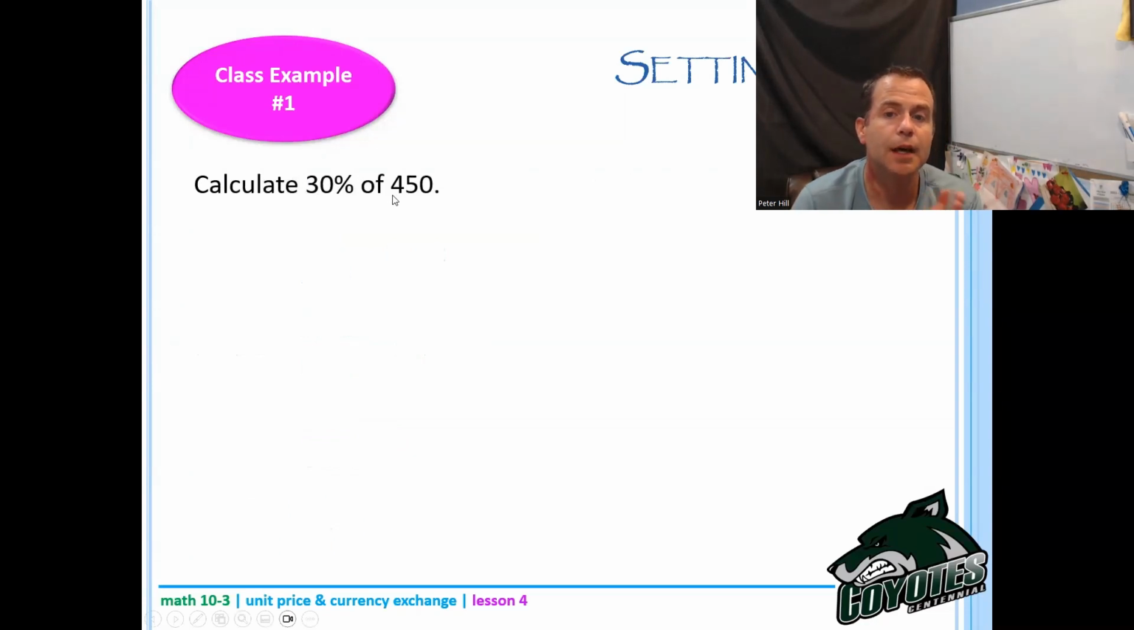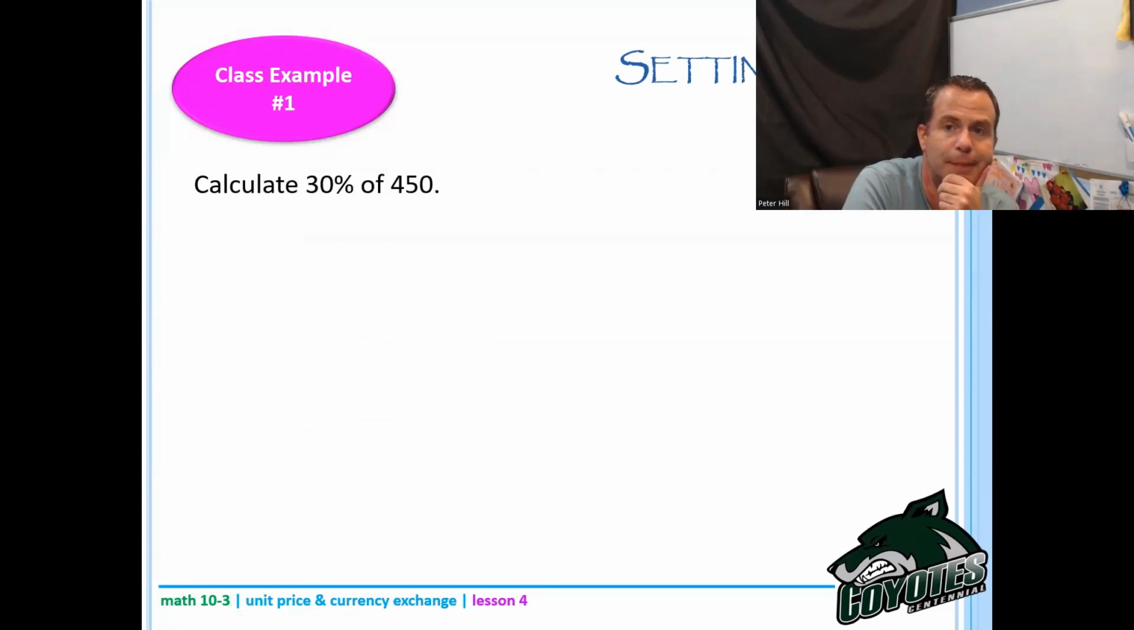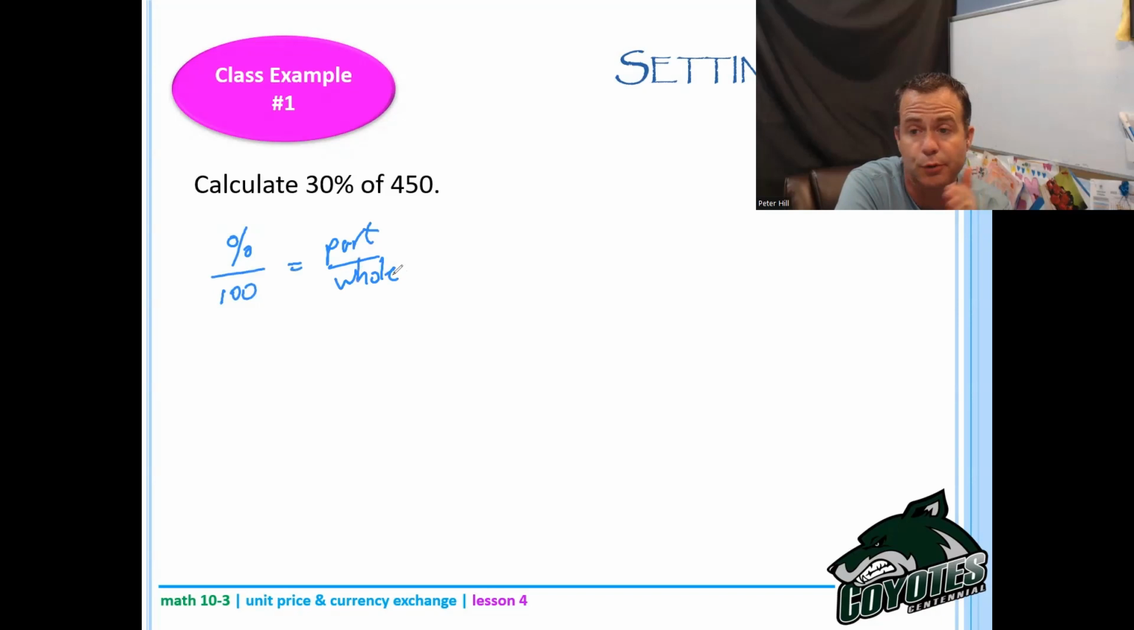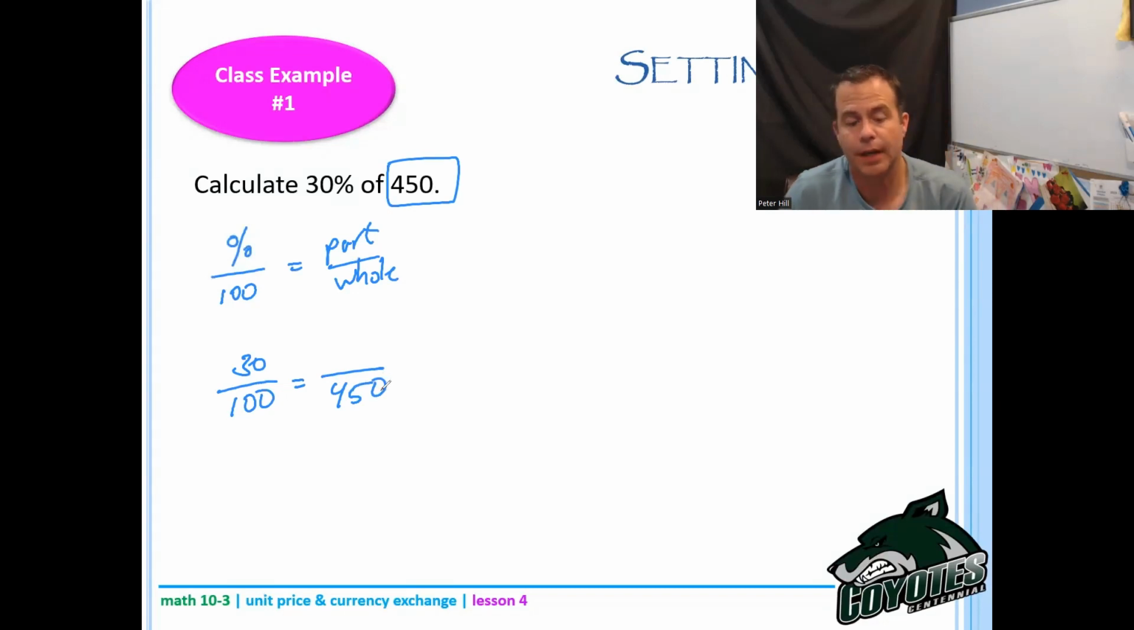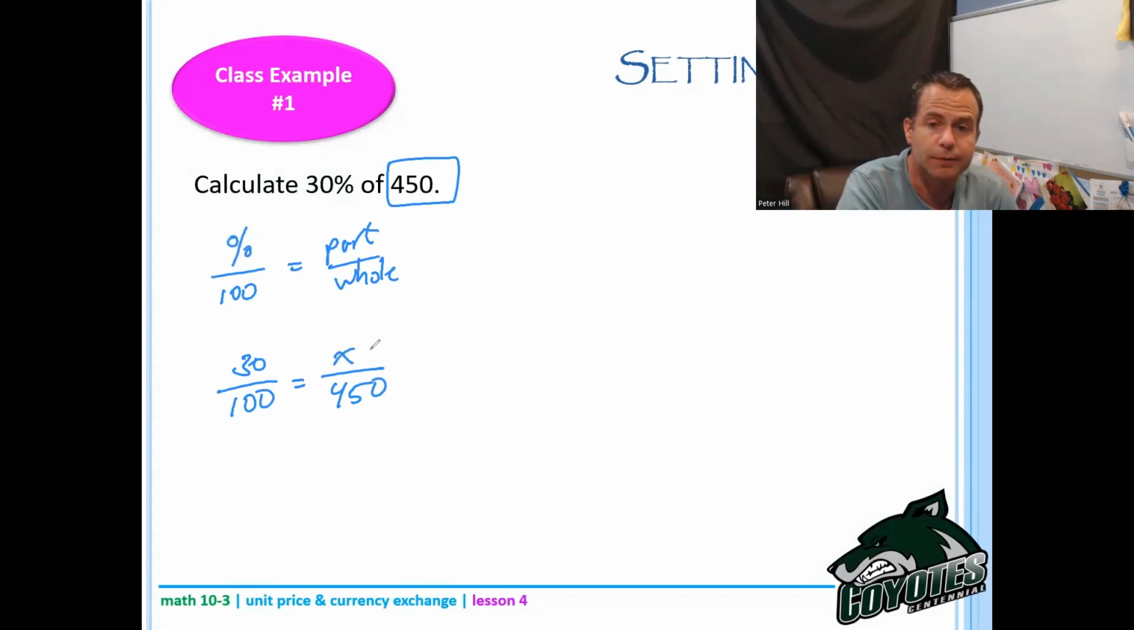Calculate 30% of 450. Now, I'm going to go right back to that statement I had just made earlier. I said percent over 100 equals part over whole, or if you wanted to do the is over of, that would be okay too. So 30%, that's 30 over 100, right? That's what percent means. Now, the question is, is my 450 the part, or is it the whole? If I'm asked for 30% of 450, 450 is the entire thing. It's the whole. So I would have 450 here, and then I don't know what this is. This is what I'm looking for.